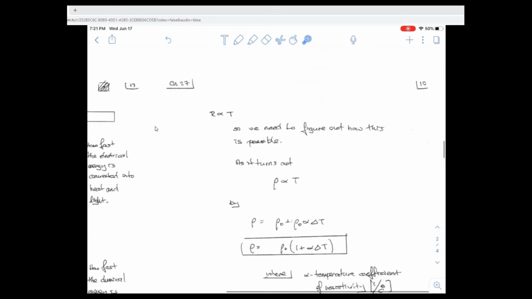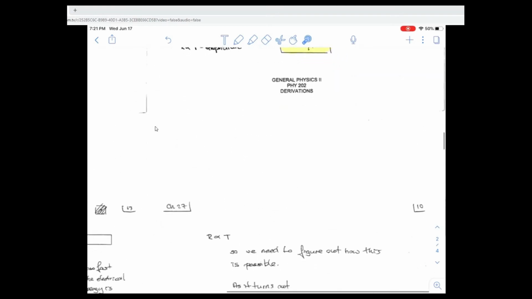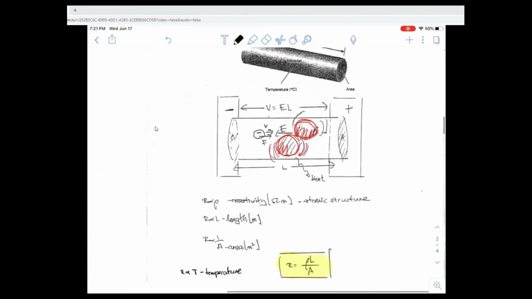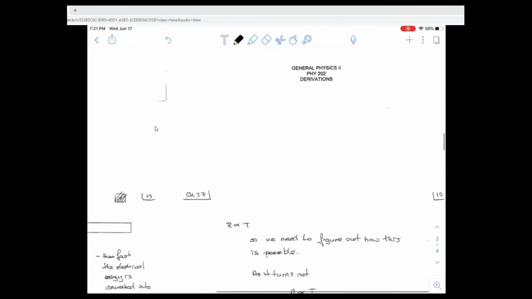Now, how much that's going to increase the resistance could be illustrated mathematically in the following fashion. Obviously it's influencing the atomic structure, so what's happening is the resistivity is going to change. How much the resistivity is going to change depends on the initial resistivity, and then it's also going to depend on the change in temperature.